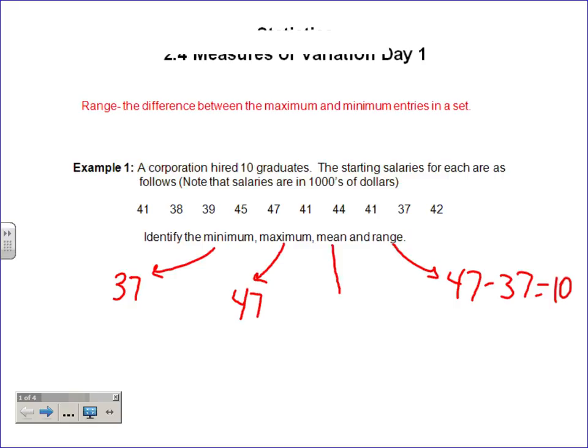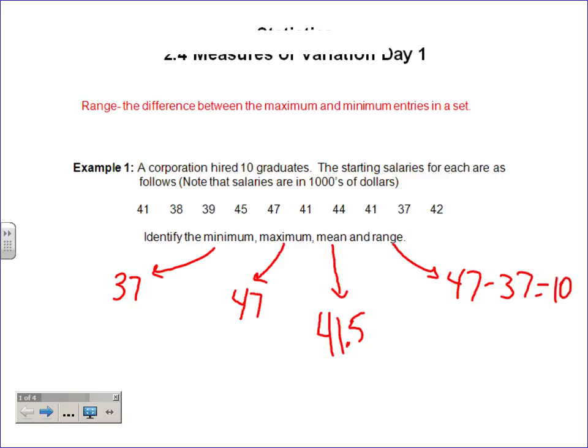And the mean. What is it? So 41.5, which translates into 41,500. Now, here's the question. Should I label 41.5 as mu or as x bar? What's the difference between the two? Let's see if you remember.